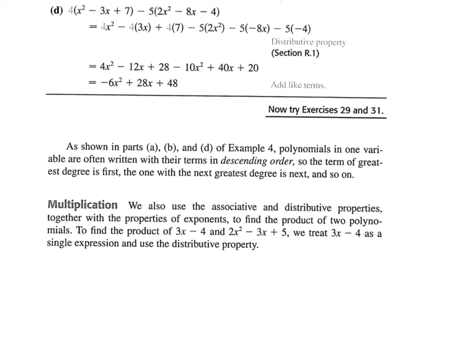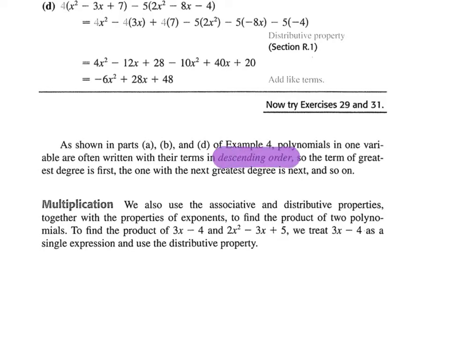Normally, when you write your answer, you write it in descending order, meaning you put the highest exponent down to none. It's not really wrong any other way, but that's the correct format.